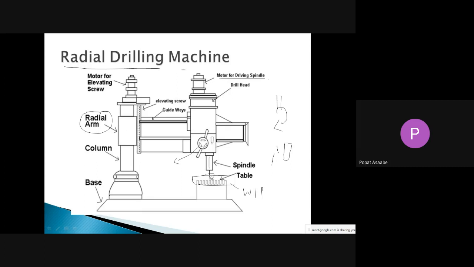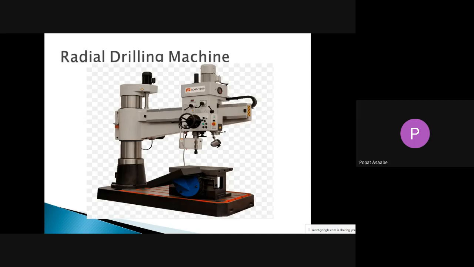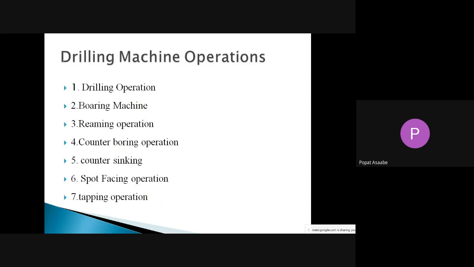Now we will discuss the next point. This is the picture of the radial drilling machine. Our next point is the operations performed by the drilling machine, which means which types of operations we can perform on the drilling machine.